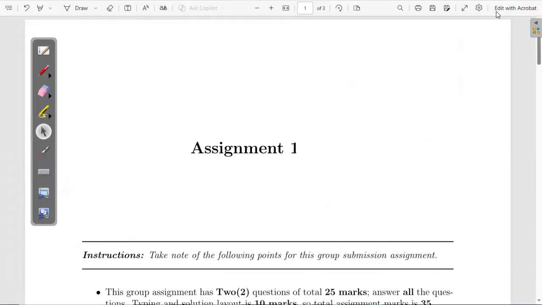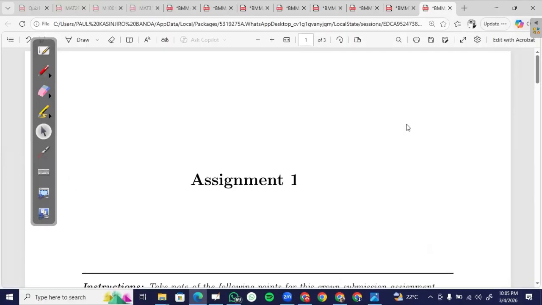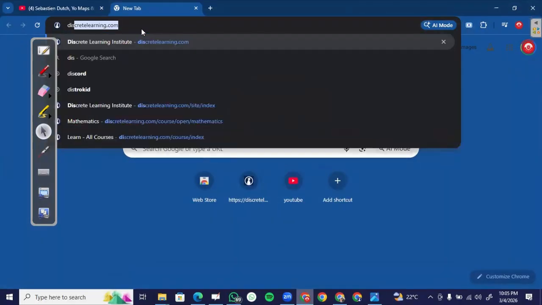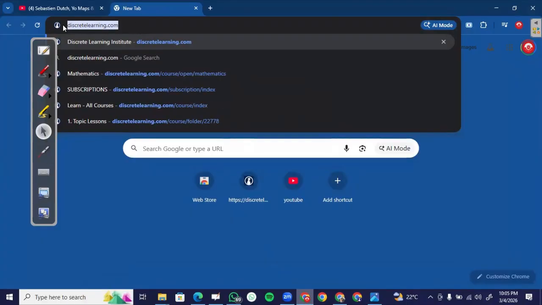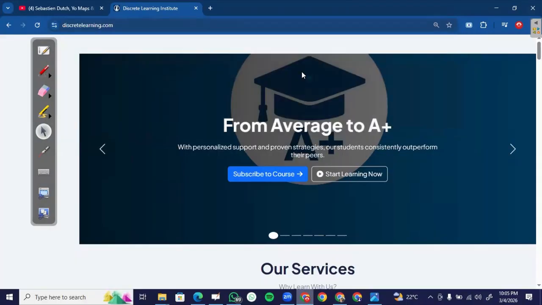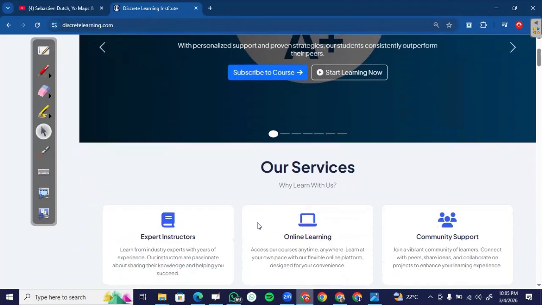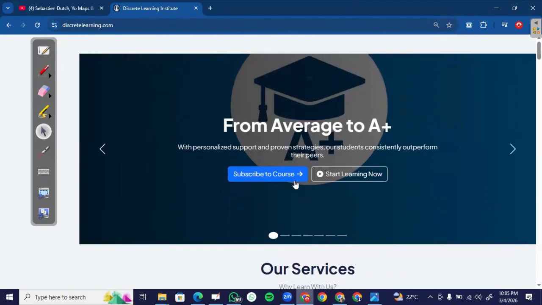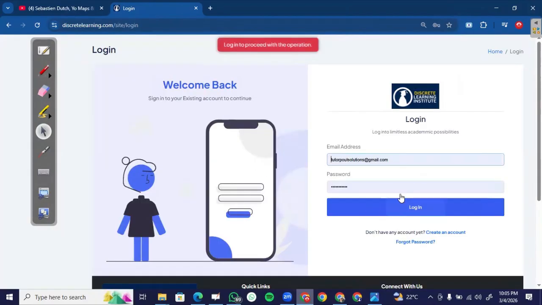Again, let me just show you the website for those who have never seen it. You just go to Chrome here and type in discretelearning.com. You can see discretelearning.com there, then search, and it takes you to our website. Here, if you don't have an account, you need to create an account. So you just go to start learning now. Then it will take you to the login page. If you don't have an account, create an account and then log in. But if you already have an account, just put in your email and your password and then log in.